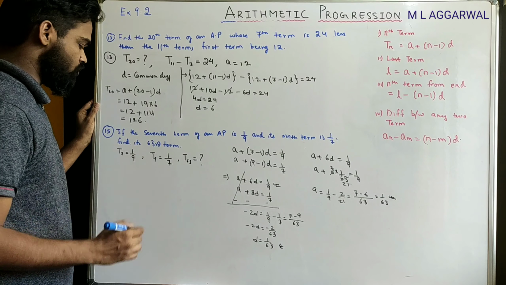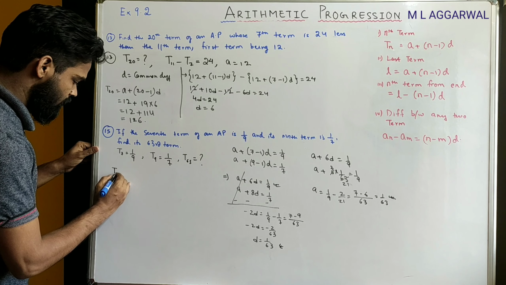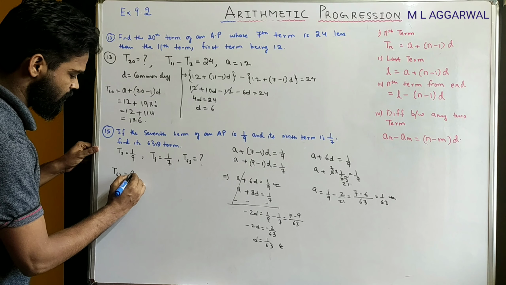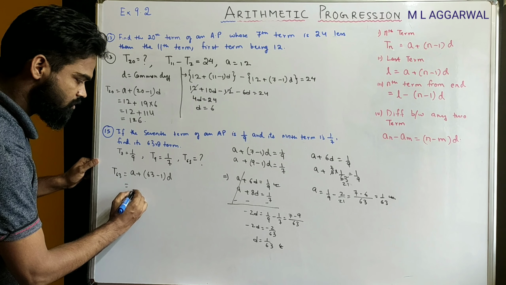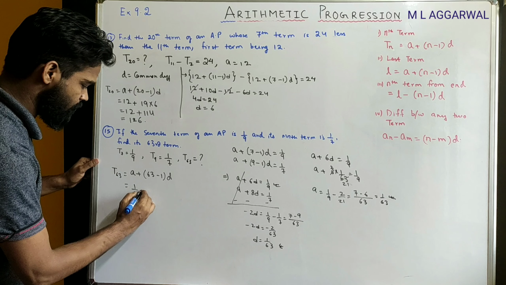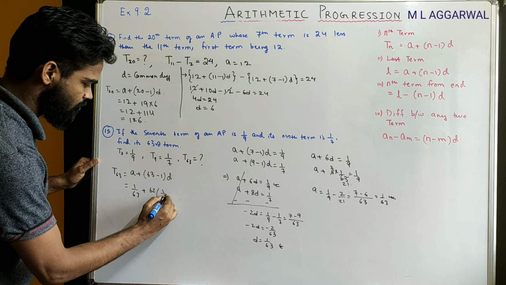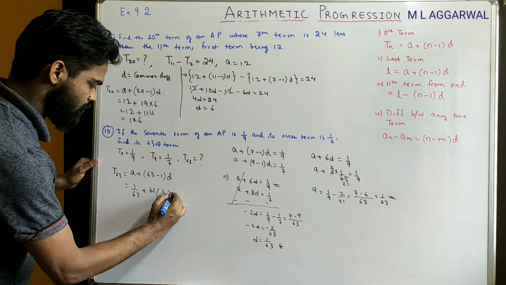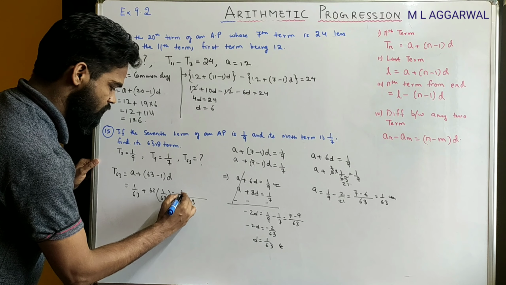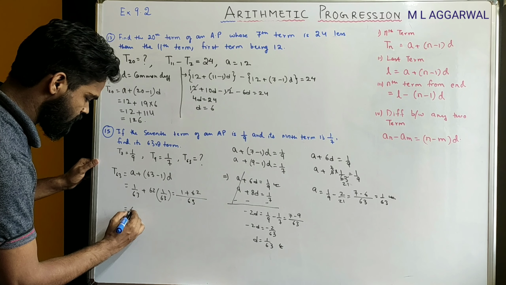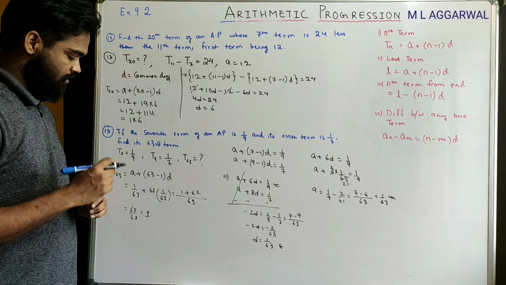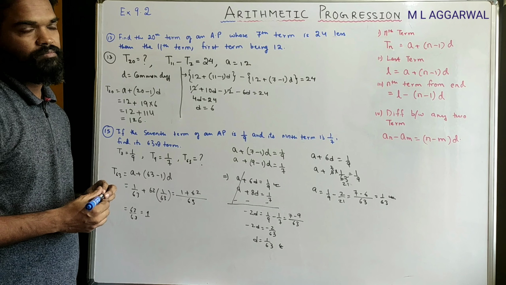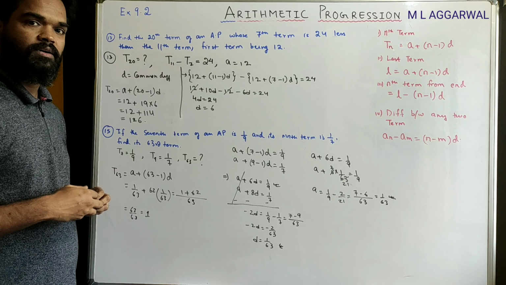Now find T63. T63 will be A plus 63 minus 1 into D. A plus n minus 1 into D. So this is 1 by 63 plus 62 into 1 by 63. You take LCM 63, so that's 1 plus 62, that's 63 by 63. So your 63rd term is 1. Clear?